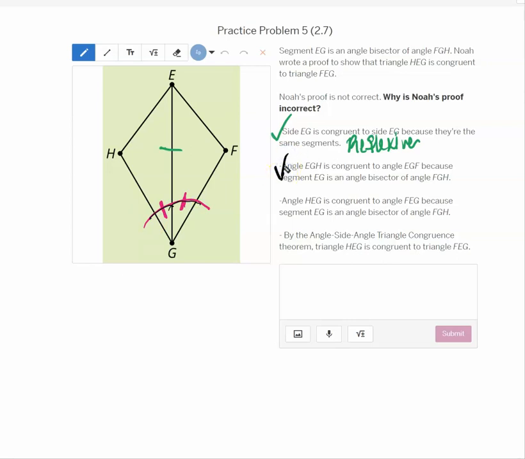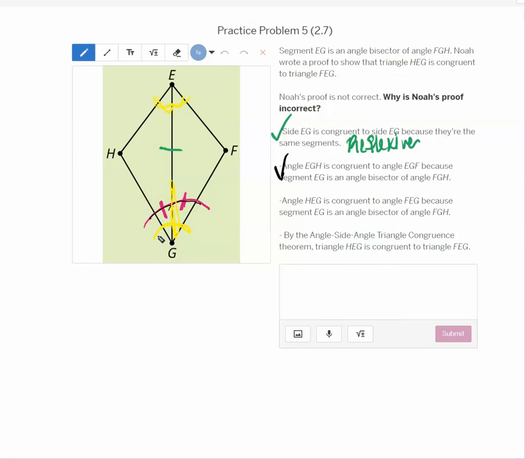The next one says angle HEG. Let's go ahead and mark this. He's saying HEG is congruent to FEG. So he was saying this one is congruent to this one because segment EG is an angle bisector of FGH. Okay, so he's saying that these two up here are congruent because this line is an angle bisector of this angle down here. So that's faulty logic.